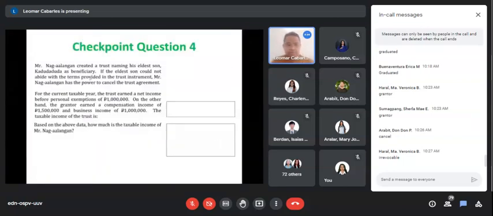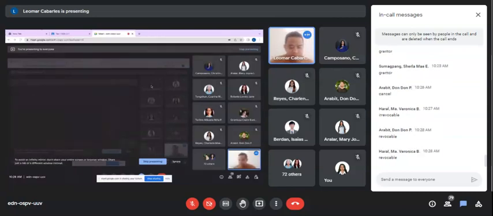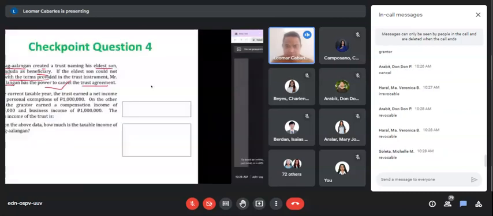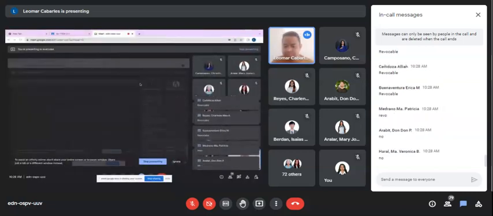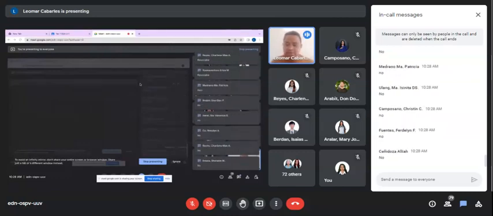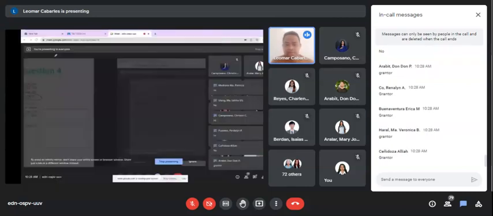So ito yung example. Mr. Nag-aalangan created a trust naming his eldest son as beneficiary. If the eldest son could not abide by the terms provided in the instrument, the trustor has the power to cancel. So ano tong trust agreement na to? Revocable or irrevocable? This is revocable. So is the trust agreement a separate taxpayer? No. Who remains as the taxpayer if the property in trust earns income? It's still Mr. Nag-aalangan, the grantor.